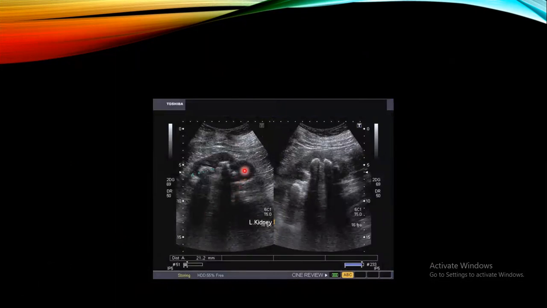Here we see the kidney. I think this is the left kidney because the liver is not clear here. Maybe this is the spleen.